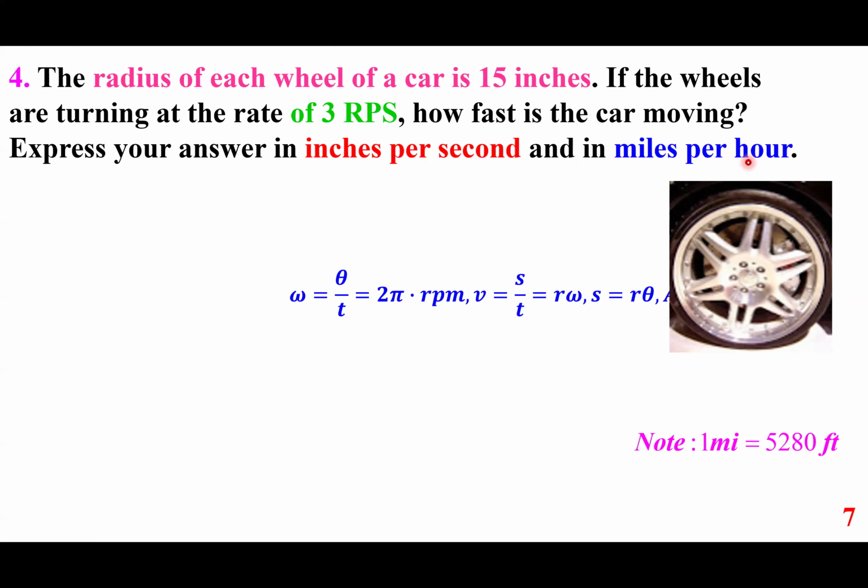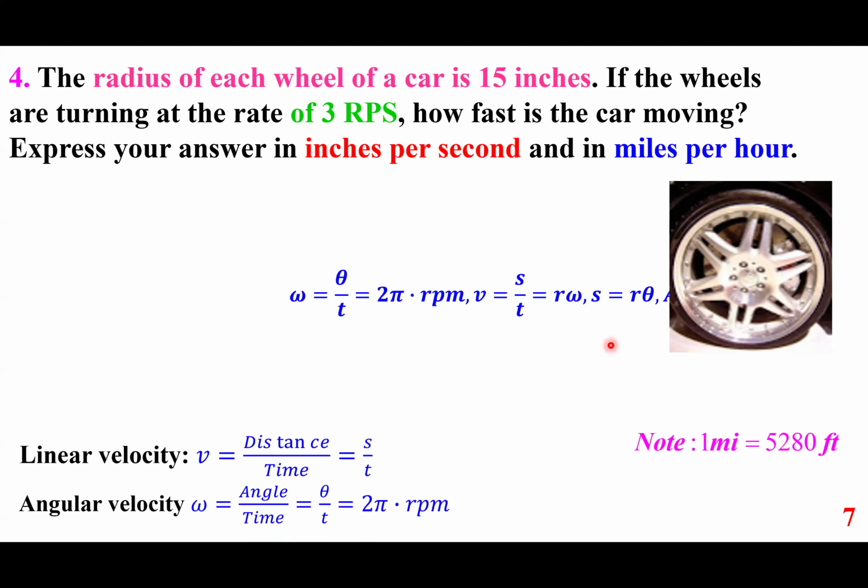So we are going to add a couple of formulas. Omega is called angular velocity. It is theta over t, or 2 pi times RPM. V is the linear velocity, distance over t, r omega. S equals r theta.